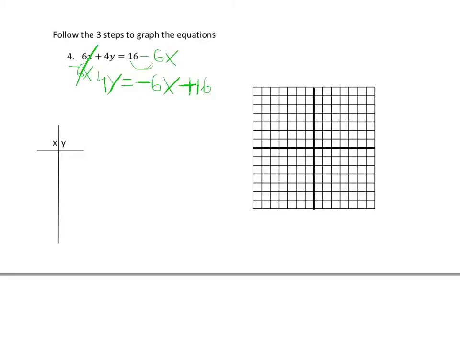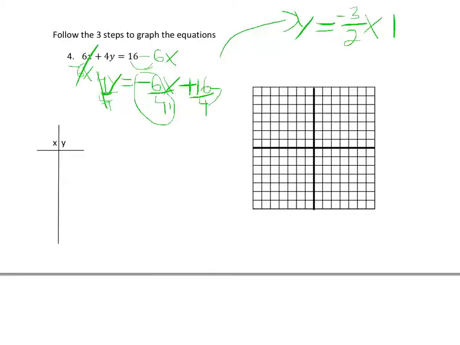Okay, then I divide. This is 4 times y, so I divide everything by 4. It cancels, divide this by 4, divide this by 4. So I have y equals negative 6 over 4. Do not make that a decimal. Make it a fraction, and you're going to know why when we do it next. This is going to be negative 3 over 2, which is what it reduces to. So it's negative 3 over 2x, and then this 16 over 4 reduces to 4. So it's plus 4.